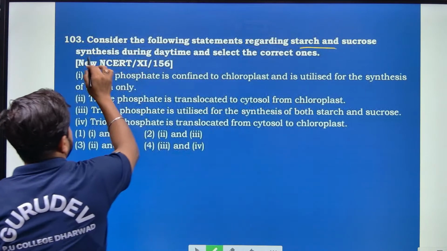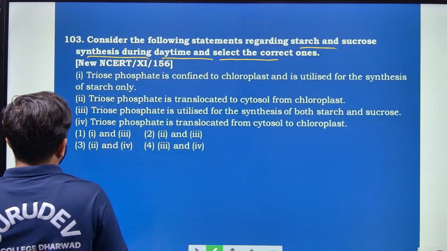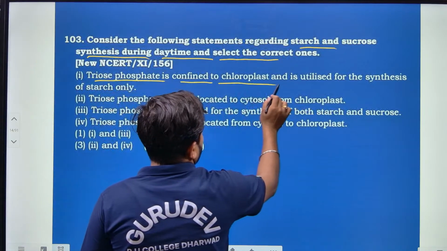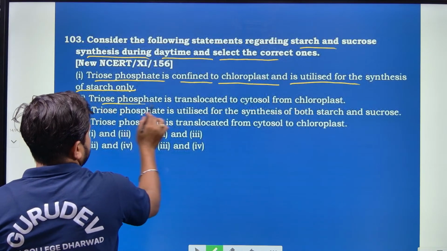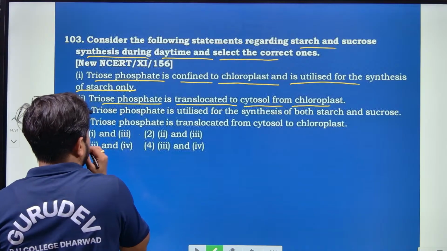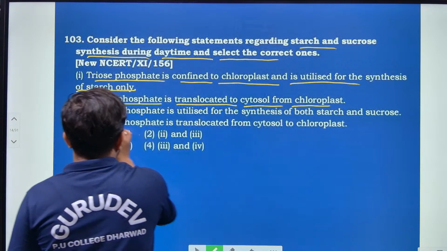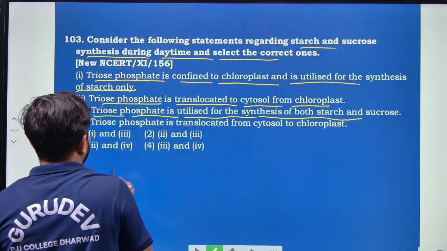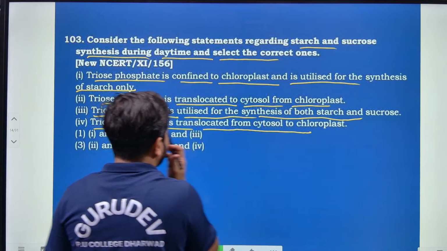Right. Then consider the following statements regarding starch and sucrose synthesis during daytime, and select the correct one. So the correct one, that is what we have to find out. The triose phosphate is confined to chloroplast and is utilized for the synthesis of starch only. Then triose phosphate is translocated to cytosol from chloroplast. Then triose phosphate is utilized for the synthesis of both starch and sucrose. Fourth one is triose phosphate is translocated from cytosol to chloroplast.